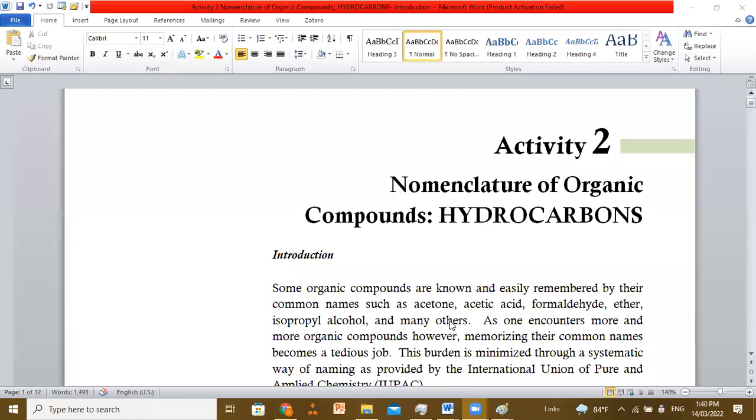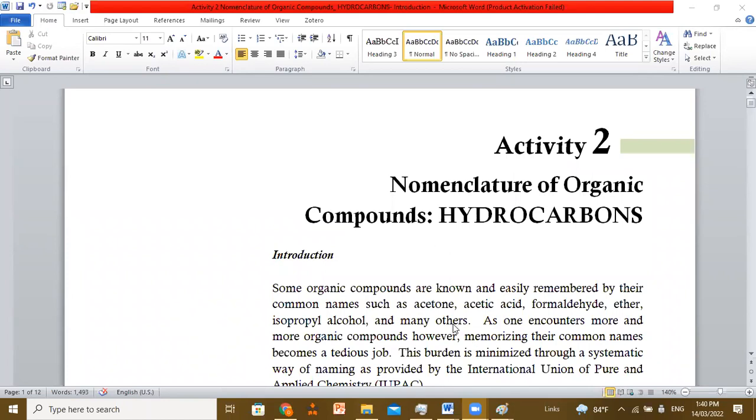We have isopropyl alcohol, the one that we always see for sanitizing the hands, especially when you enter the malls, everywhere you see it. Sometimes they use isopropyl alcohol, but they also use methanol or methyl alcohol. So many others. So there are common names that we already encounter.